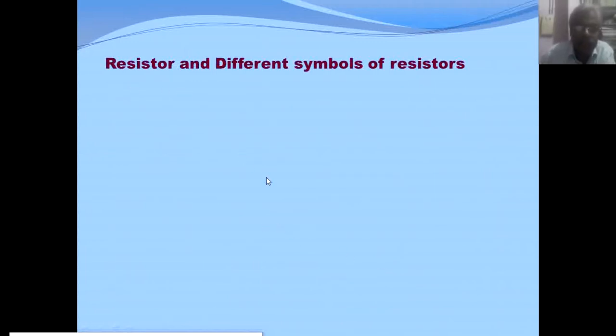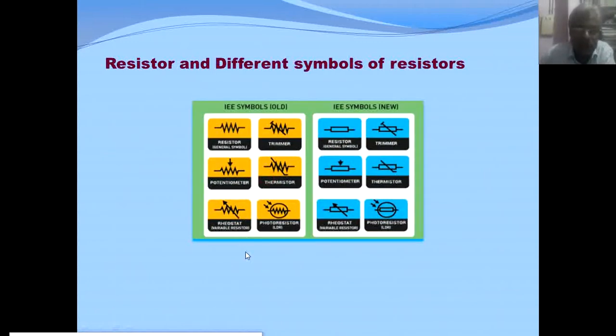Different symbols of resistors are shown in this picture. The left side window shows the old IEEE symbols of the resistor: general symbol, trimmer, potentiometer, thermistor, rheostat and photoresistors. The new symbols of all these resistors are shown on the right side. This is the IEEE new symbol.